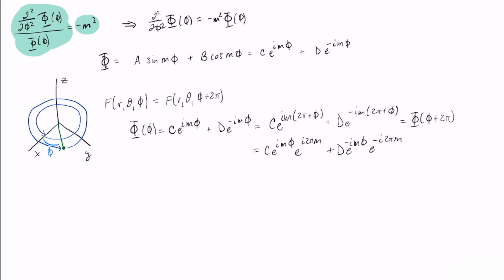Alright, and now because of the way this looks, the only way that these two things can be equal is if everything in front of the e to the i m phi in this term is the same as everything in front of the e to the i m phi in this term. So what that means is that c has to be equal to c times e to the i 2 pi m. And the only way for that to be true is if e to the i 2 pi m is equal to 1.